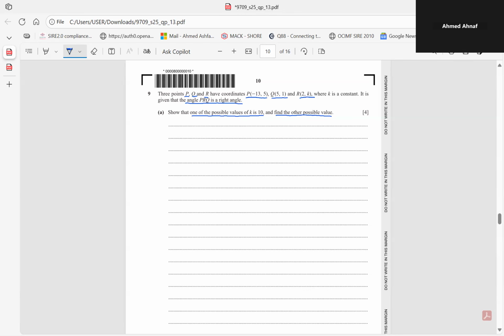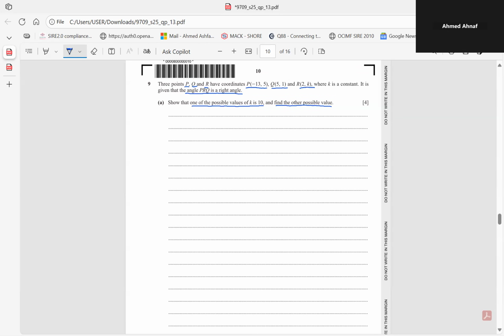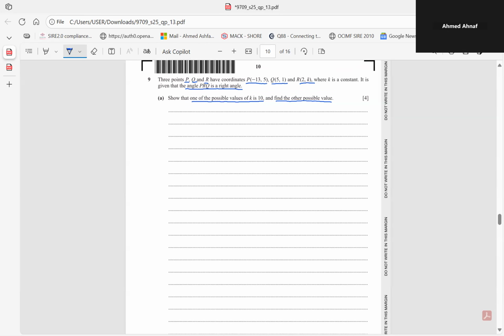Okay, so in order to do this question, let's sketch the points. So point P is somewhere here, and then point Q is here.